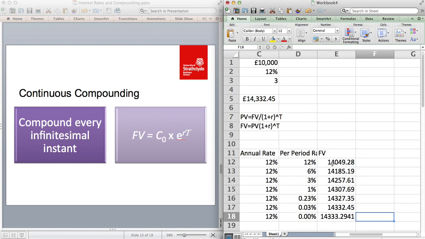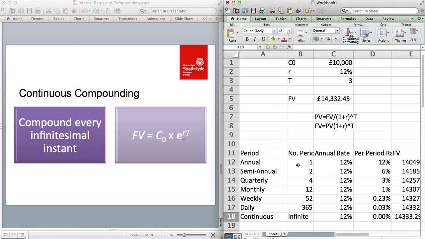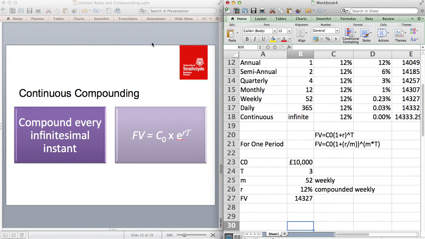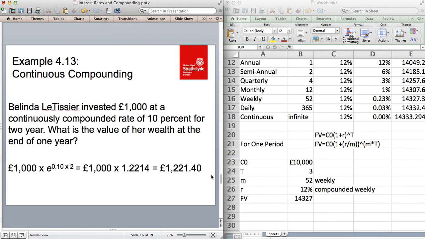Now what you can see is if you were to graph this, you'll see that it's like that type of graph. Okay, so it starts to move towards a constant, and that constant is 14,333. It starts off at 14,049 and it goes up to 14,333. Okay, so clearly I made a wee mistake there. I hope you forgive me with that, and we'll move on quickly.